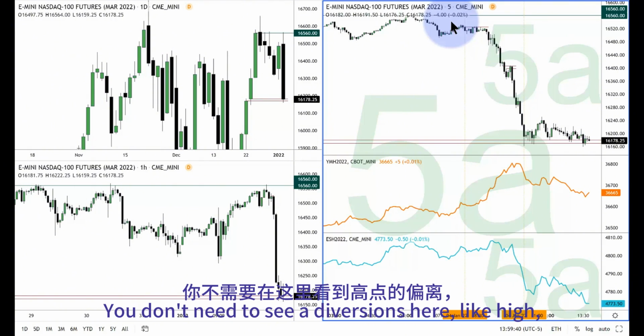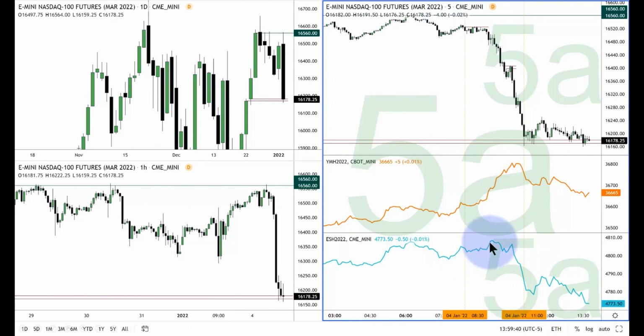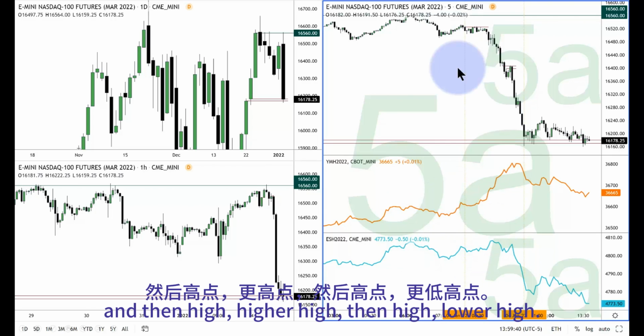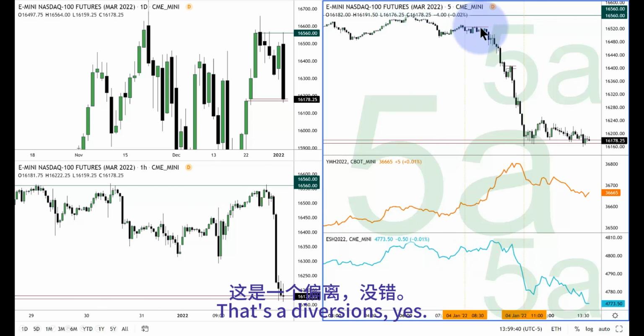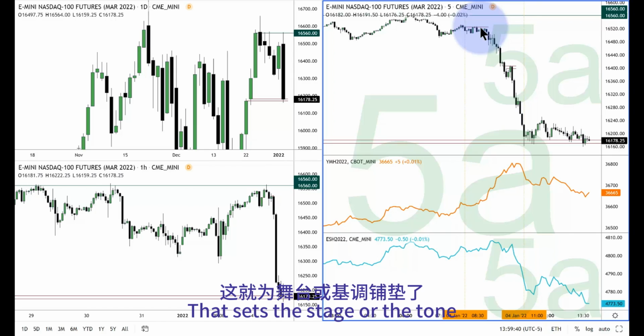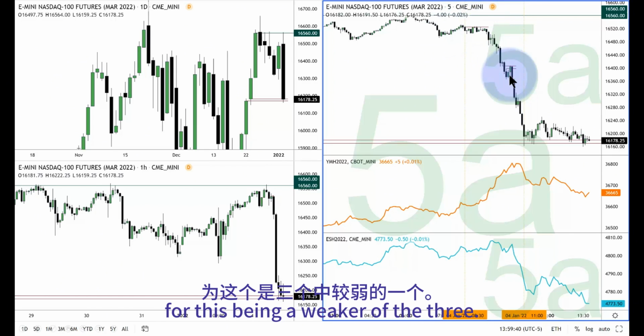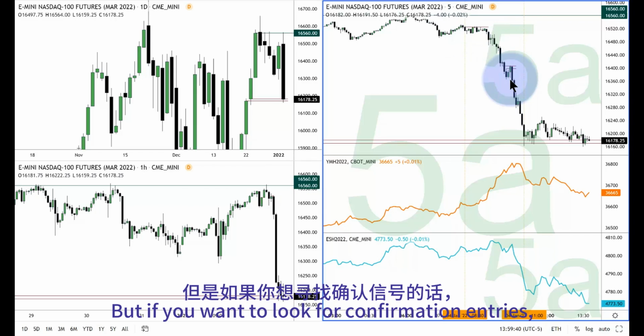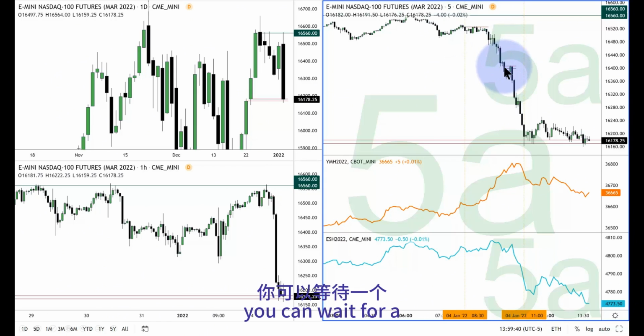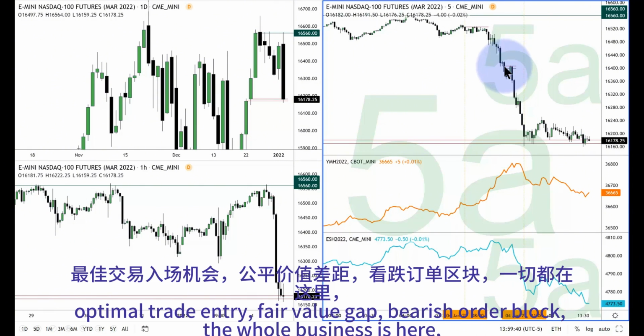You don't need to see a divergence here, like high, higher high, and then high, lower high. That's a divergence, yes. That sets the stage or the tone for this being a weaker of the three. But if you want to look for confirmation entries, you can wait for a short-term premium, optimal trade entry, fair value gap, bearish order block, the whole business is here.